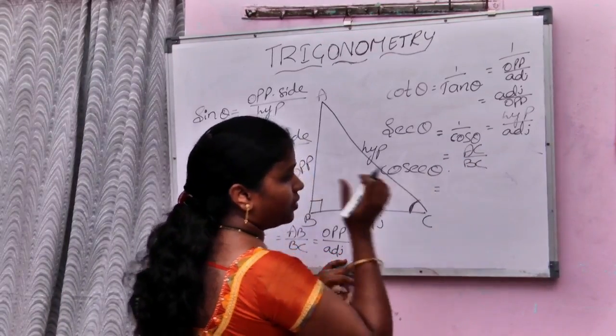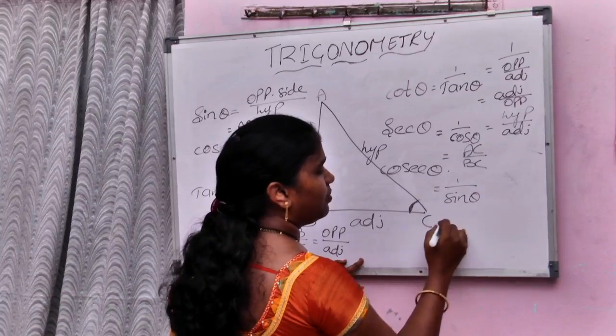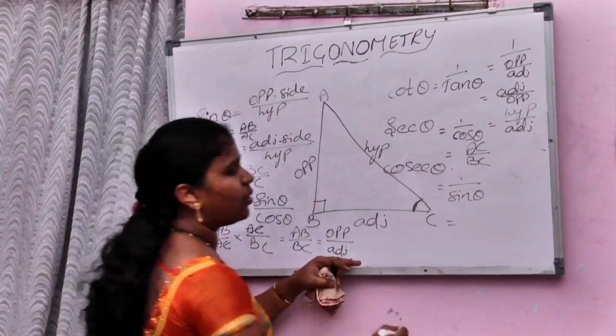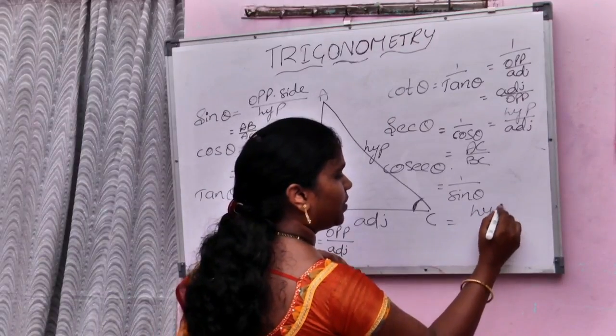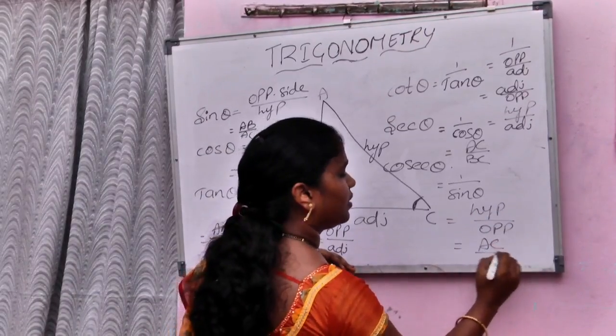And cosecant theta. Cosecant theta is nothing but 1 by sin theta. 1 by sin theta is the reverse of sin theta, that is hypotenuse by opposite. Hypotenuse is AC and opposite is AB, so AC by AB.